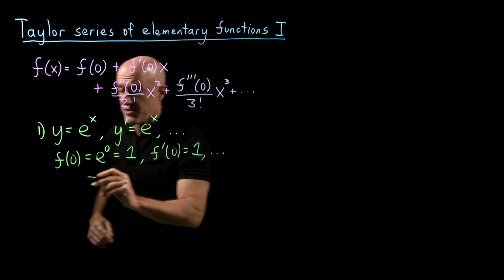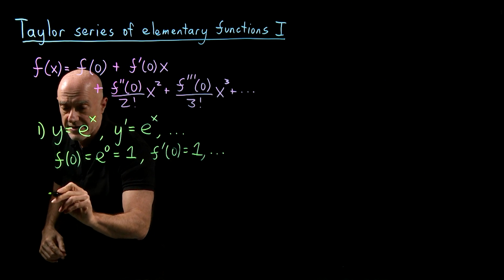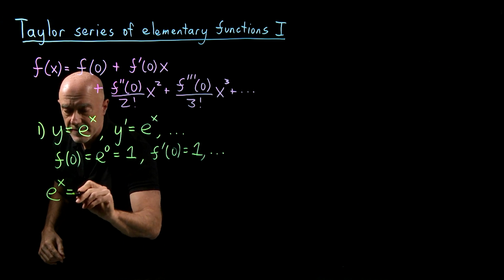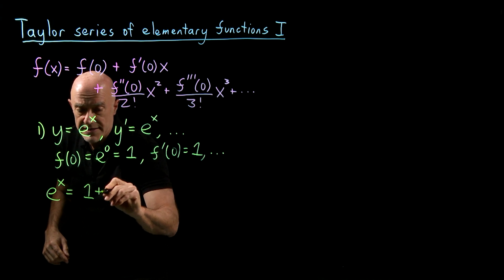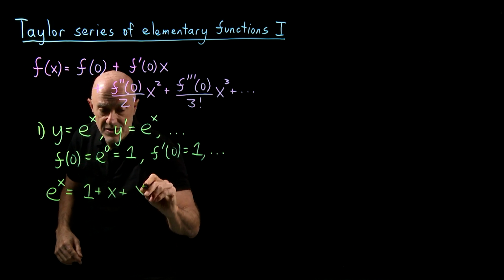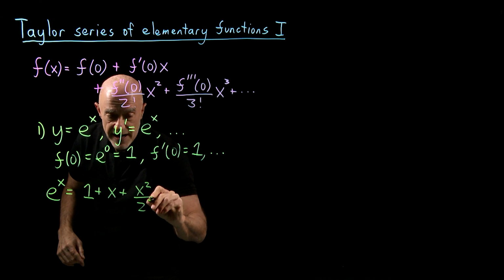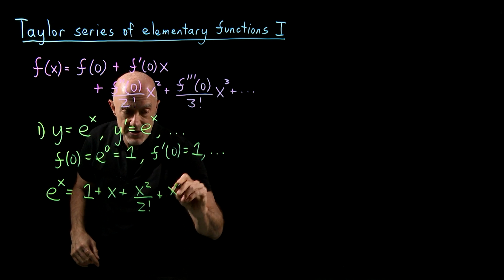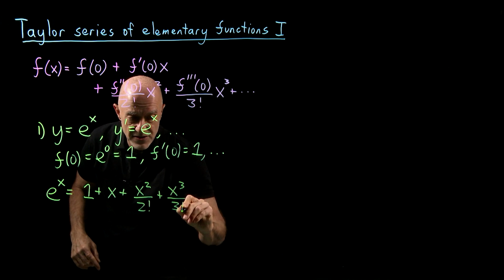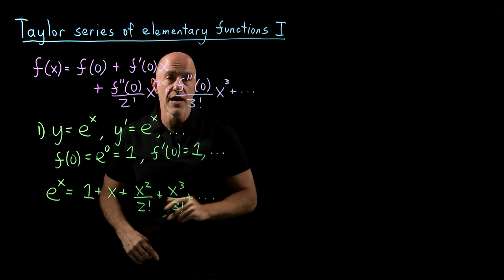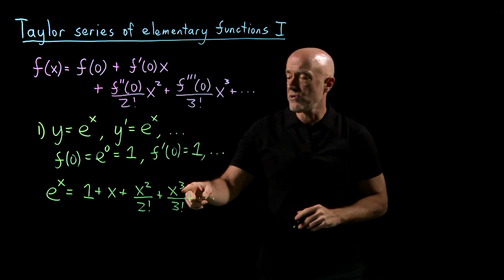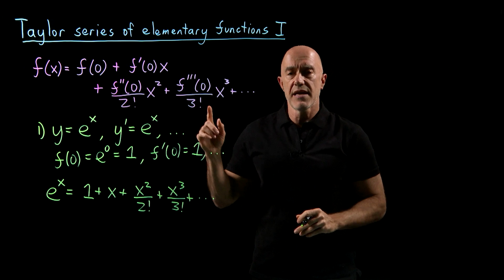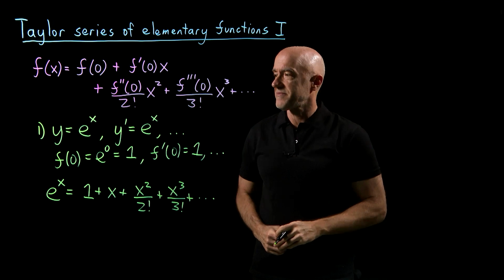So then the general Taylor series for e to the x becomes 1 plus x plus x squared over 2 factorial plus x cubed over 3 factorial, and so on. Probably the most important Taylor series in all of mathematics.